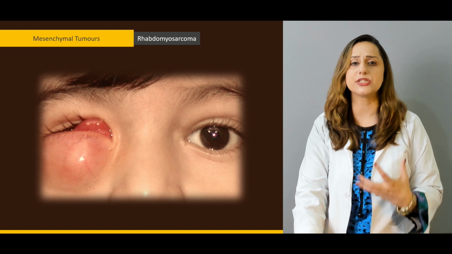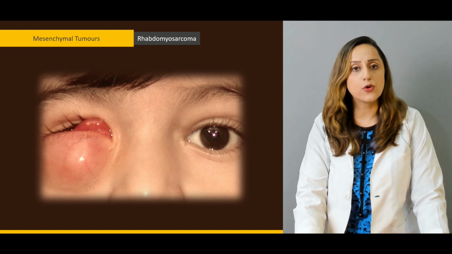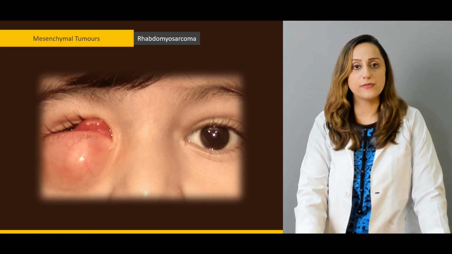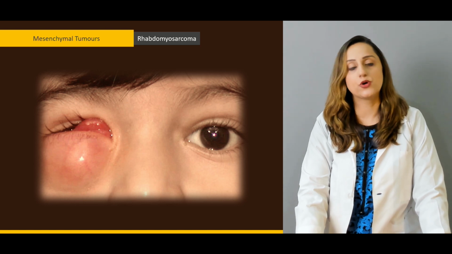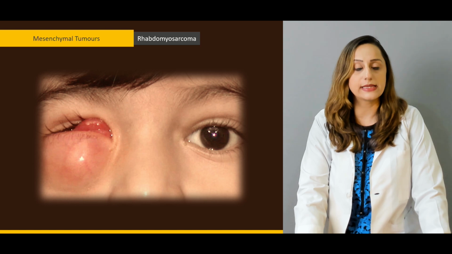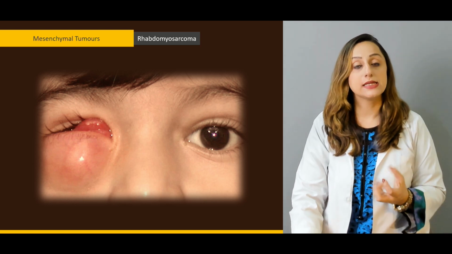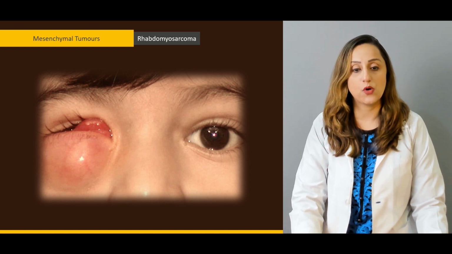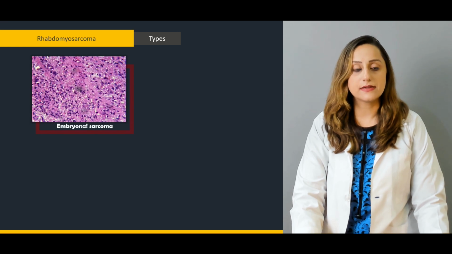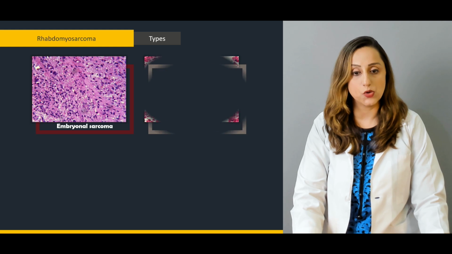Usually there would be a massive swelling, usually located in the floor of the orbit. The child is usually suffering from a defective floor or a lateral wall or a medial wall or a roof of the orbital cavity, and that would basically encompass or locate the rhabdomyosarcoma over there. So the types that are encompassing this kind of condition: the embryonal sarcoma.